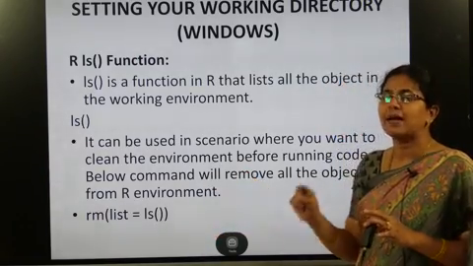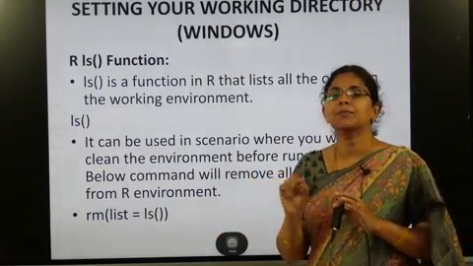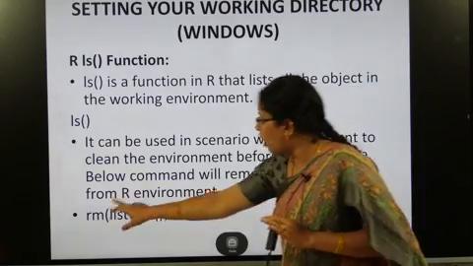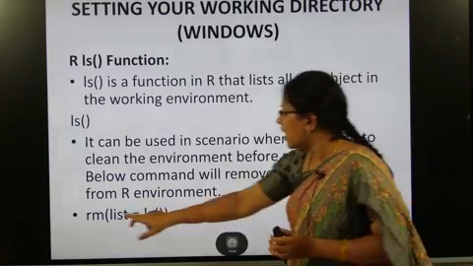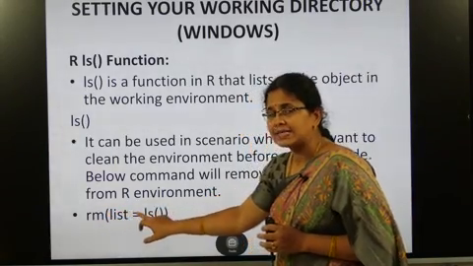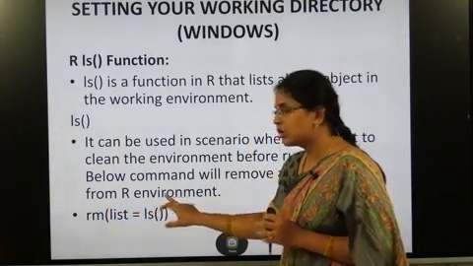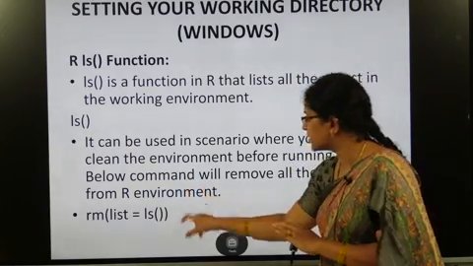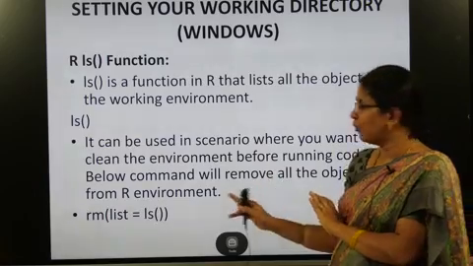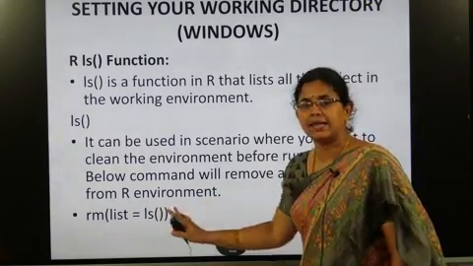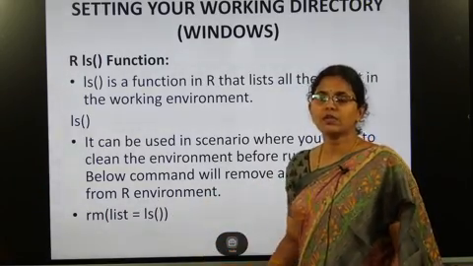So what is that command? rm. rm is nothing but remove. rm of list equals ls function. Okay, rm open brace, list equals ls open brace and close brace. So this is the way you can remove all the objects that are there in the R environment.